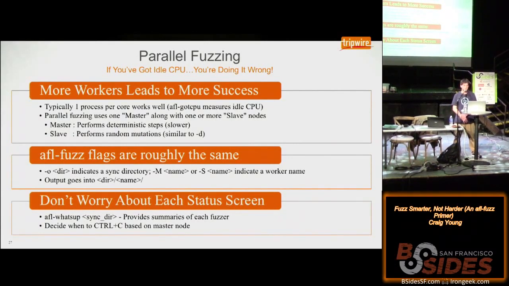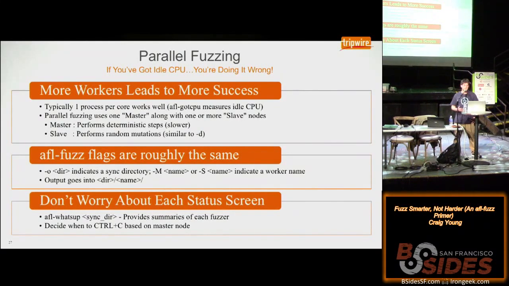The arguments here are roughly the same, except that you're going to have -o, no longer specifying an output directory, but instead specifying a sync directory. Within that sync directory, you'll have additional directories for the names of the master and slave nodes, and under those, you have what you would expect in the normal AFL output directory. The test cases that get discovered in the different slaves and in the master are going to be picked up and synchronized across the threads using a culling algorithm to identify favorable test cases to bring in. In this way, your test cases do gradually become somewhat homogeneous. You also, it's important to note, don't need to worry about monitoring closely each of the status screens.